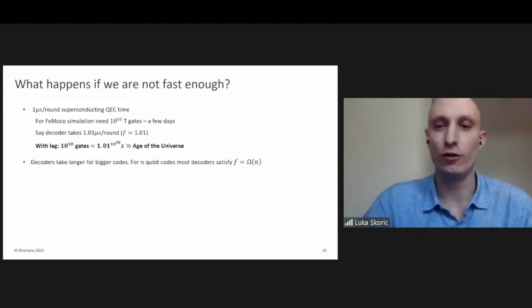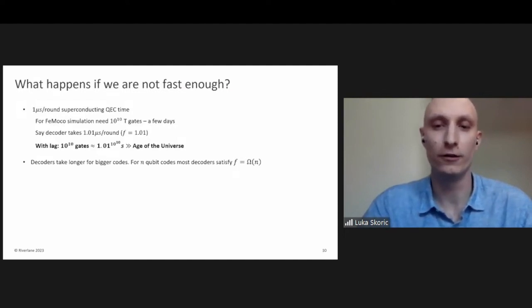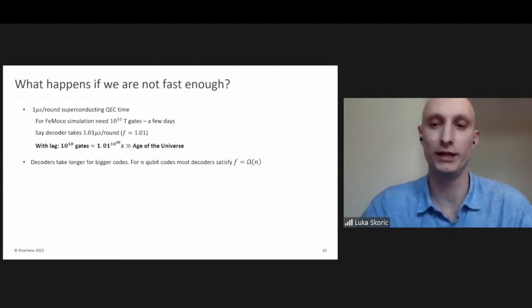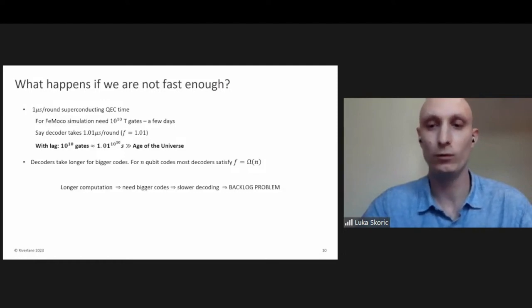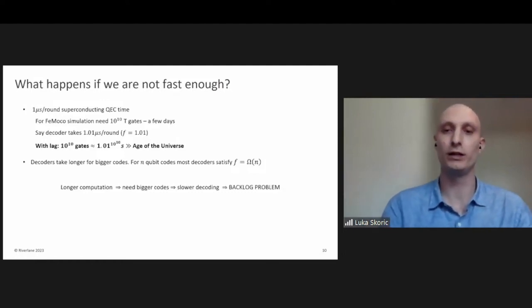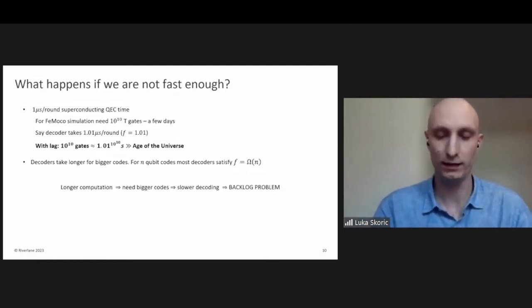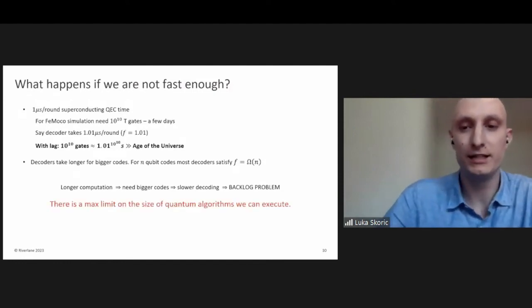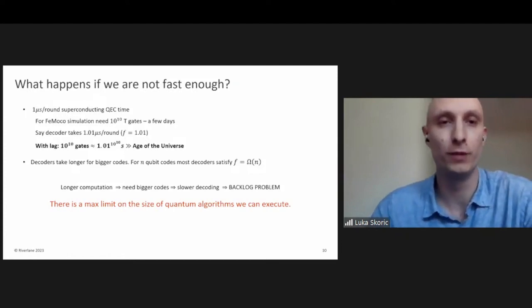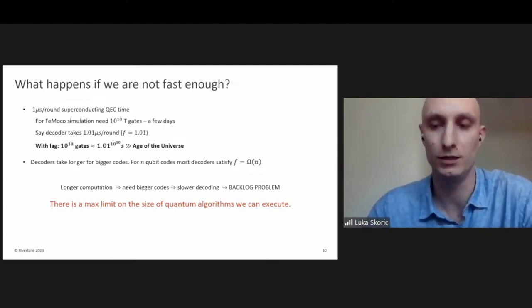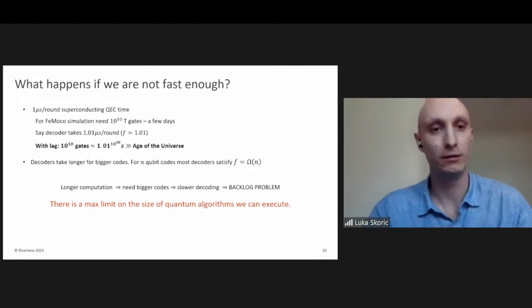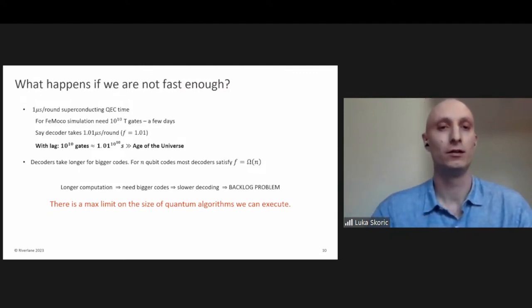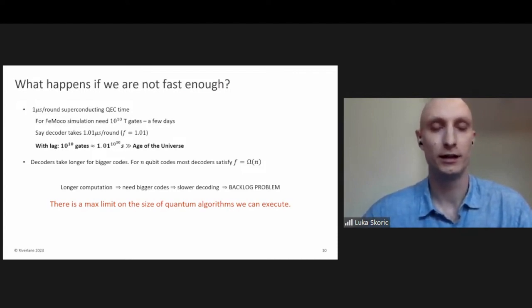This is also not easy to avoid because most decoders take longer for bigger codes, but longer computation means that we need bigger codes, leading to slower decoding, and inevitably we hit a backlog problem. Therefore, this means that there is a maximum limit on the size of quantum algorithms we can execute in this way. So the current leading proposal for real-time decoding sets the maximum limit of quantum algorithms before we hit an exponential slowdown for each subsequent T gate.